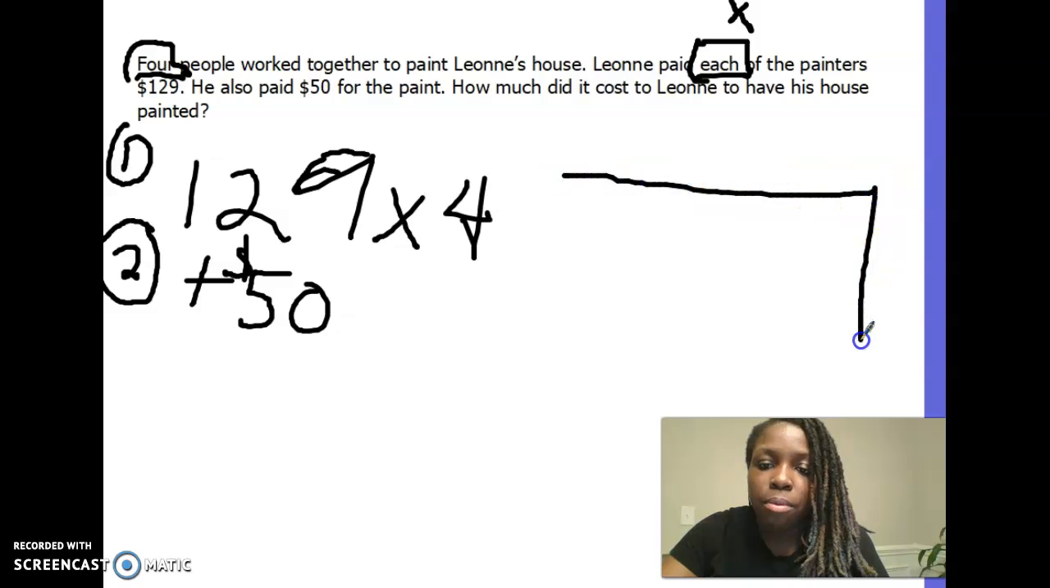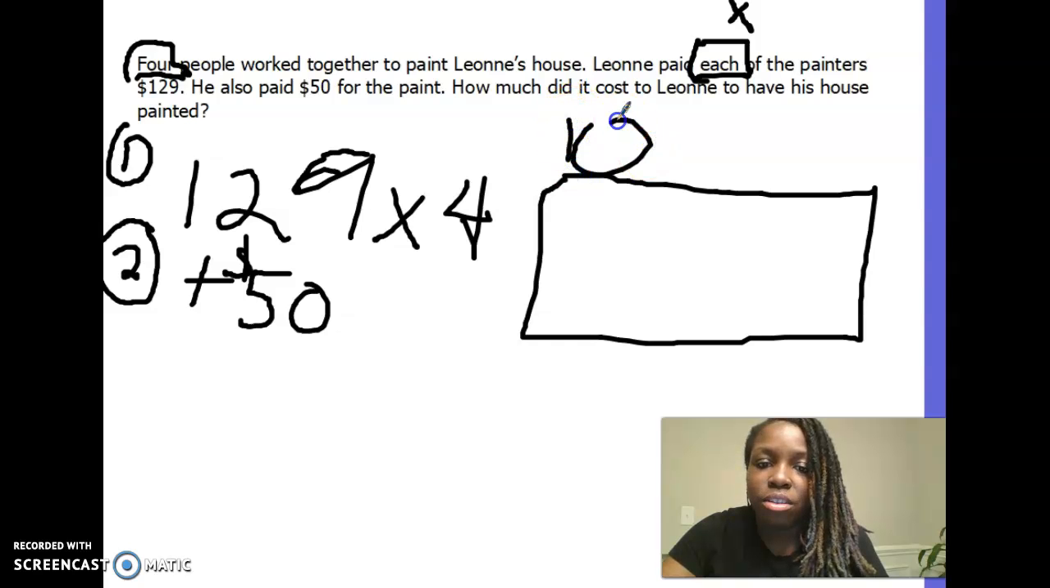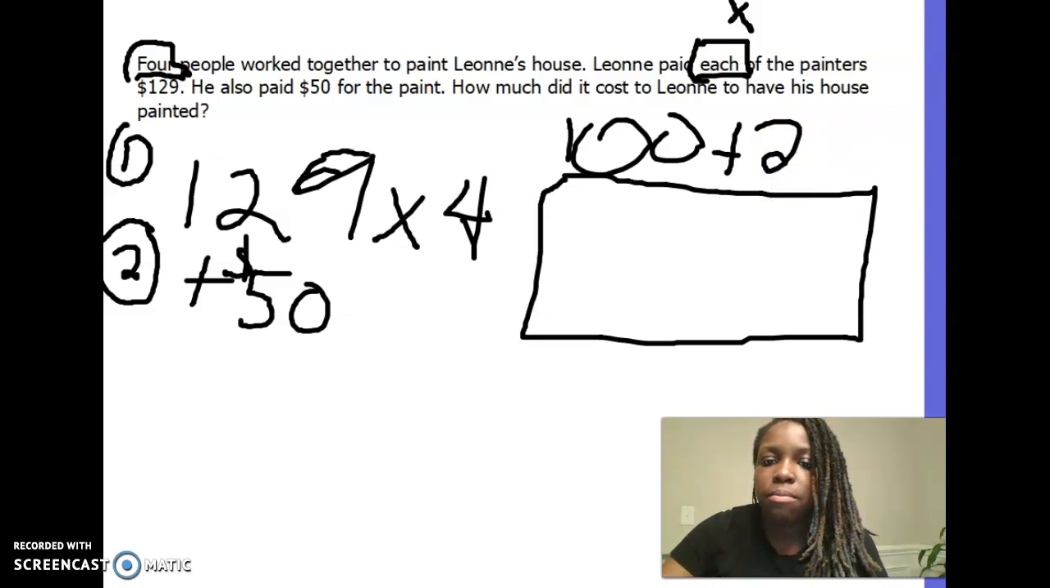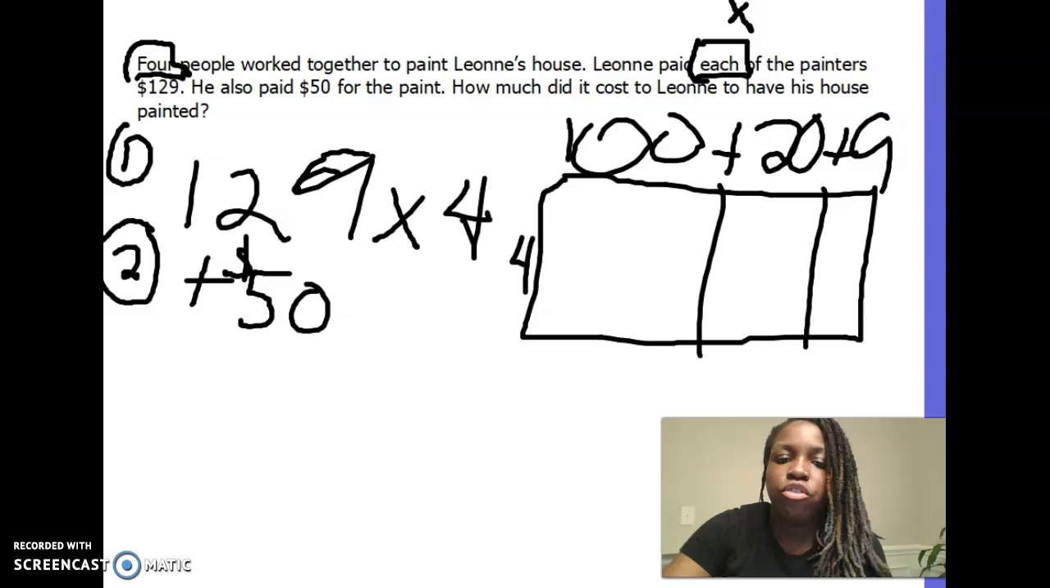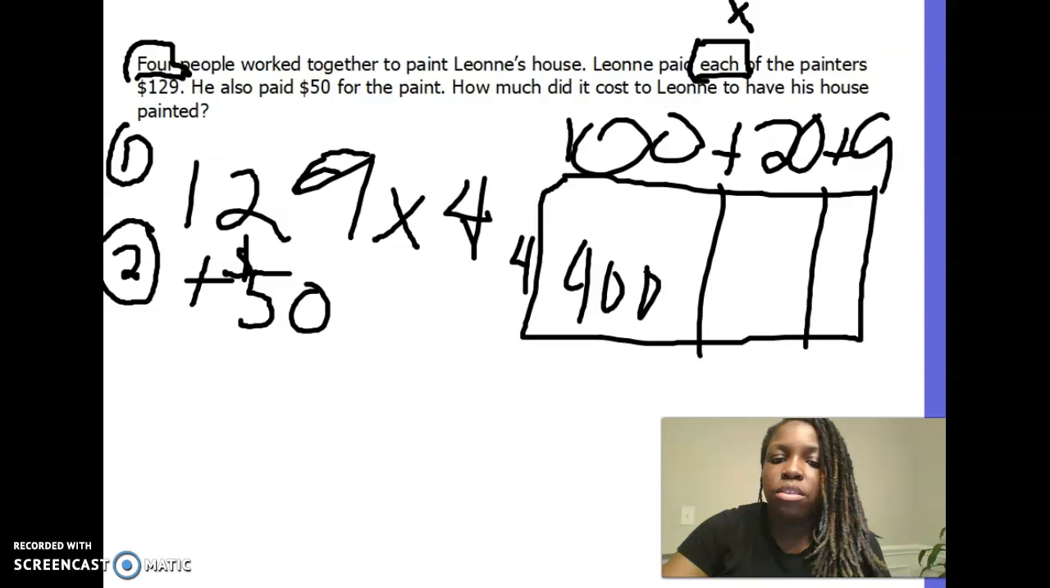So I'm going to draw my area model. How do I break apart 129? Good. 100 plus 20 plus 9, and then 4 on the side. So I'm going to break it apart. I know 100 times 4 is 400. 20 times 4 is 80. And then 4 times 9 is 36.